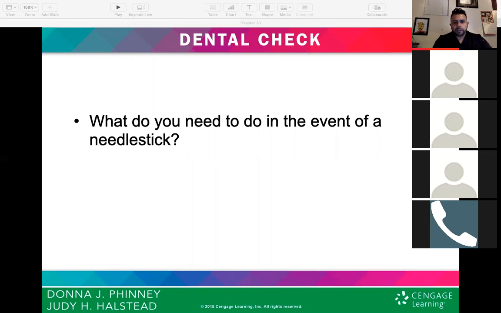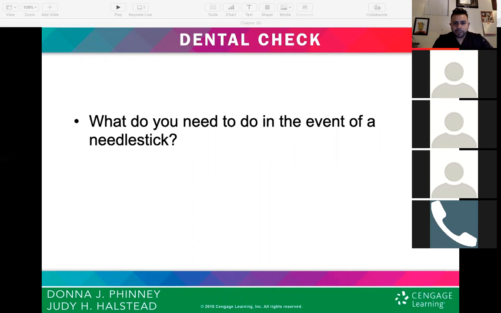So what do you do in the event of a needle stick? Let's see, I see Speranza. Can you tell me what we do in the event of a needle stick? Anybody? You apply pressure, try to get it to bleed out. Mm-hmm. To get most of the pathogens out, and then head to a nearby sink and wash it off.